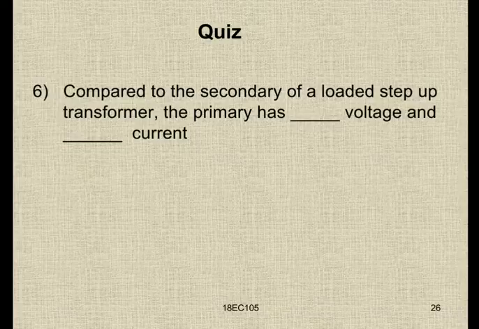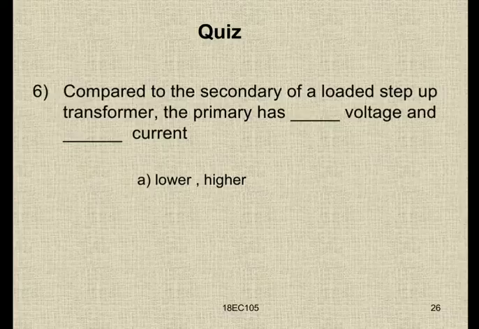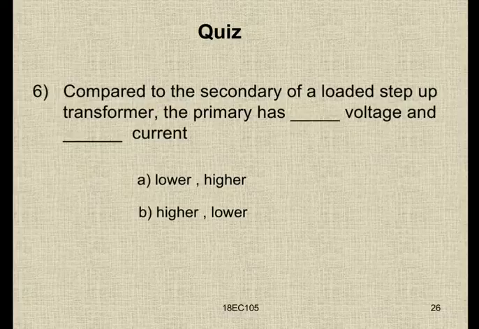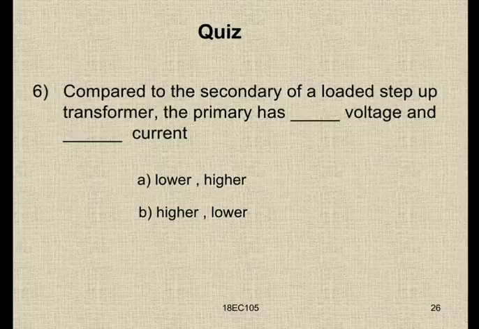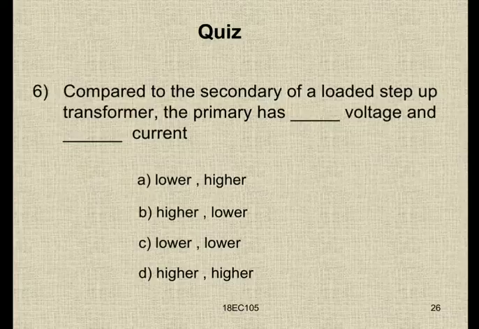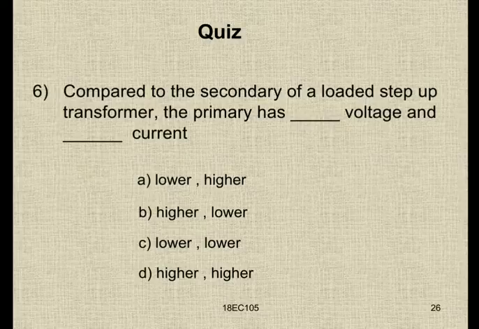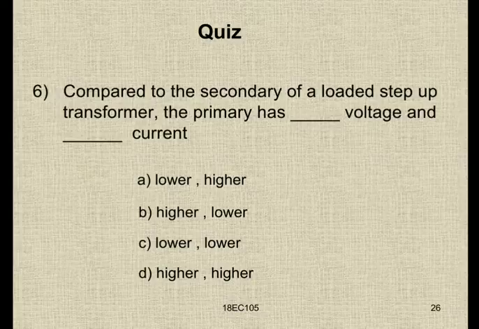Then compared to the secondary of a loaded step up transformer, the primary has dash voltage and dash current. So we are talking of a loaded step up transformer. So what will it have? The primary will have high voltage or low voltage and the current. So normally when you are talking of a step up transformer, the primary will be having a lower voltage. So choice A is lower higher, choice B is higher lower, then lower lower, higher higher. So both C and D are impossible. It has to be either A or B, and we are talking of a step up. So the primary will have a low voltage. So the choice will be A as the right answer.